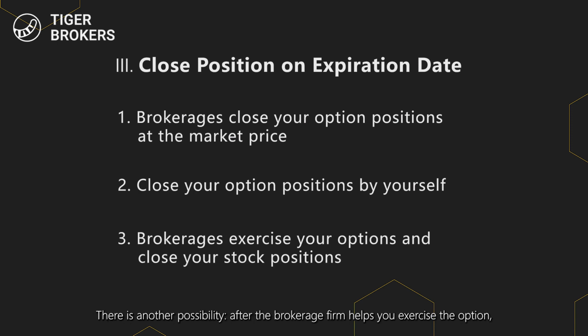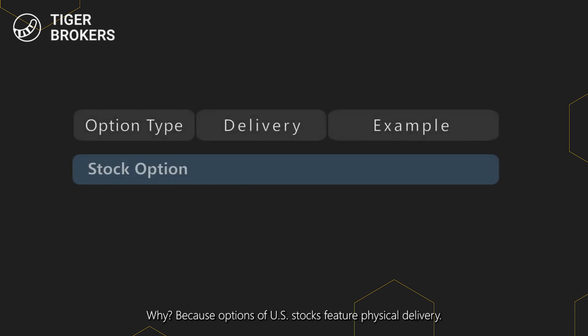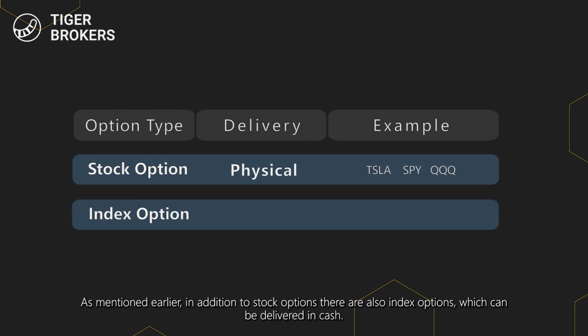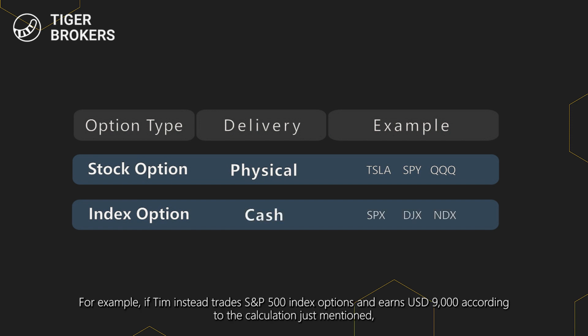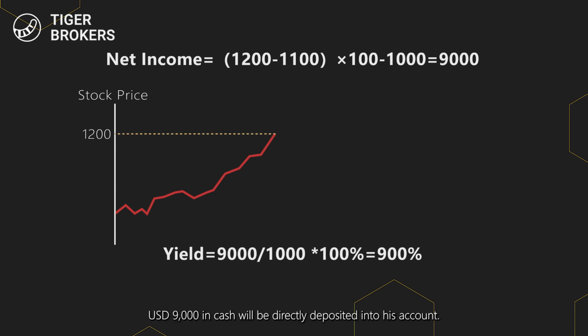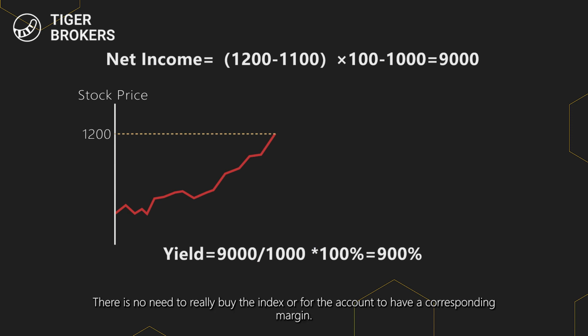There is another possibility. After the brokerage firm helps you exercise the option, it forcibly closes some stock positions on the second trading day. Why? Because options of U.S. stocks feature physical delivery. As mentioned earlier, in addition to stock options, there are also index options, which can be delivered in cash. For example, if Tim instead trades S&P 500 index options and earns $9,000, according to the calculation just mentioned, $9,000 in cash will be directly deposited into his account. There is no need to really buy the index or for the account to have a corresponding margin.